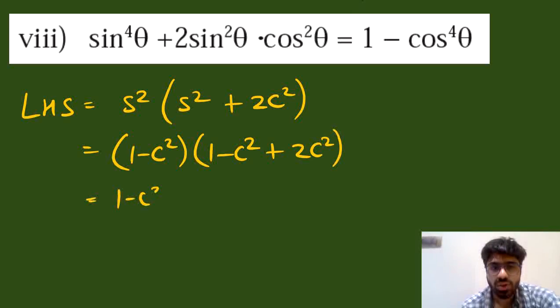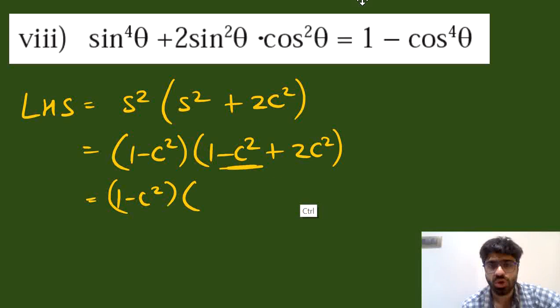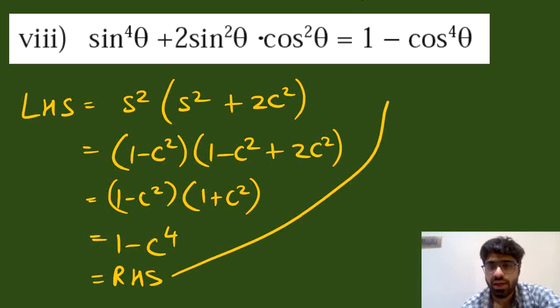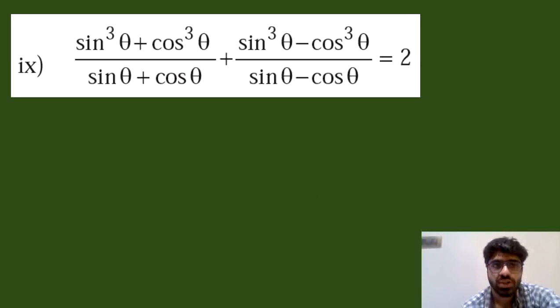This is 1 minus cos square theta into 1 minus cos square plus 2 cos square, which is equal to 1 plus cos square theta. A minus b into a plus b would be a square minus b square, that is 1 minus cos power 4 theta, which is equal to your right hand side. Yeah, so that's how we are proving the 8th question as well. Let's go ahead with the 9th one.